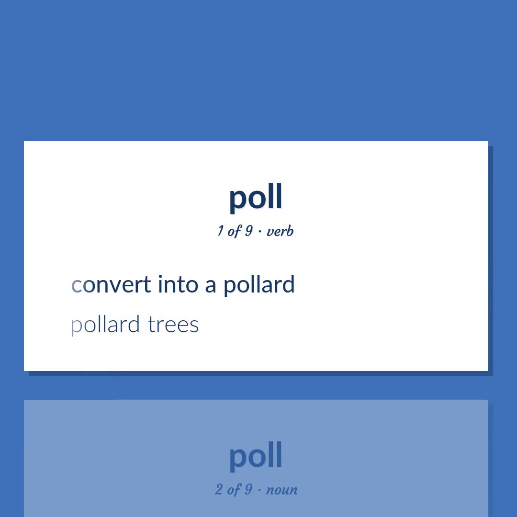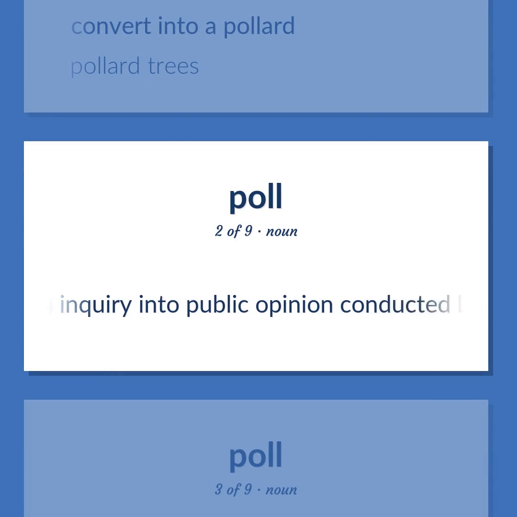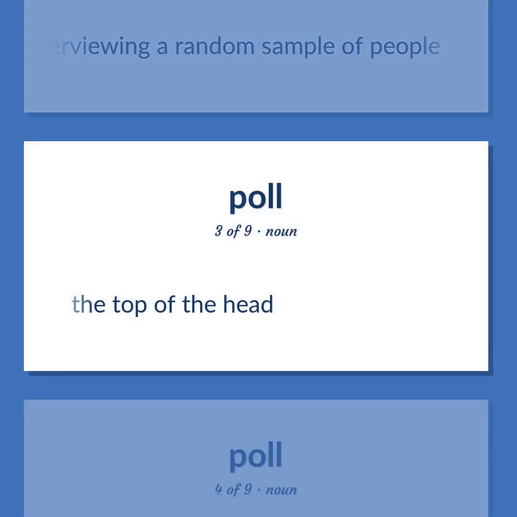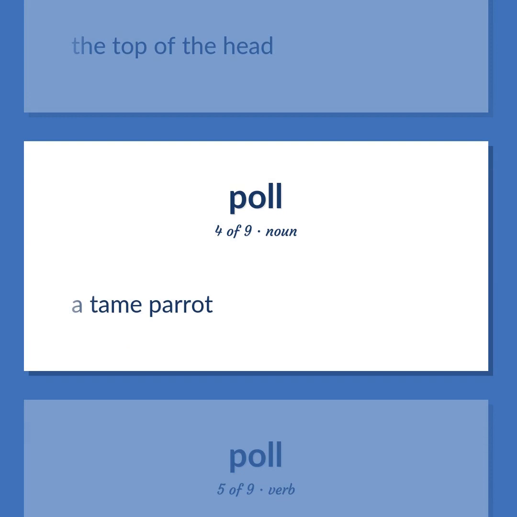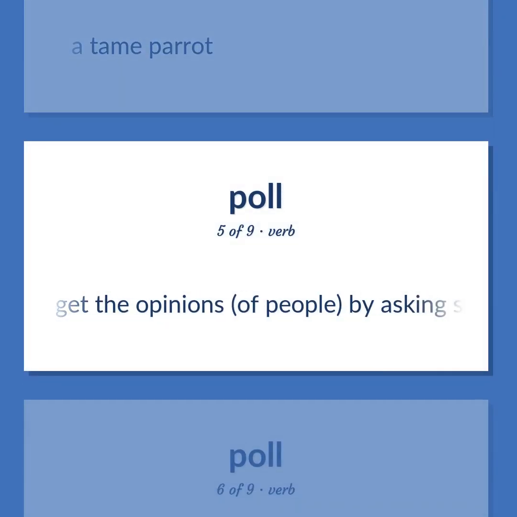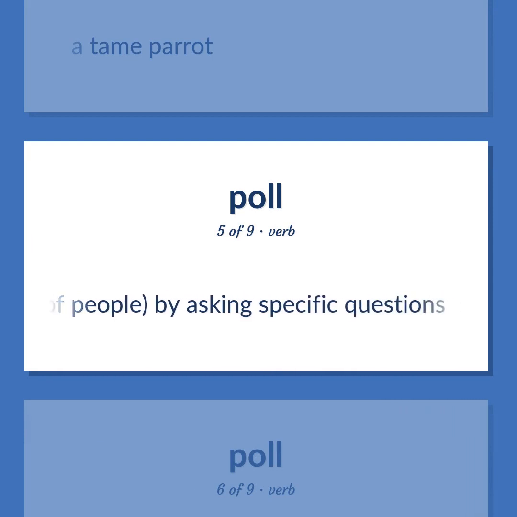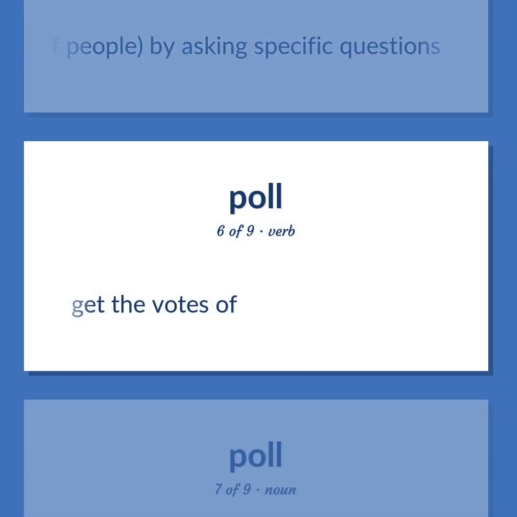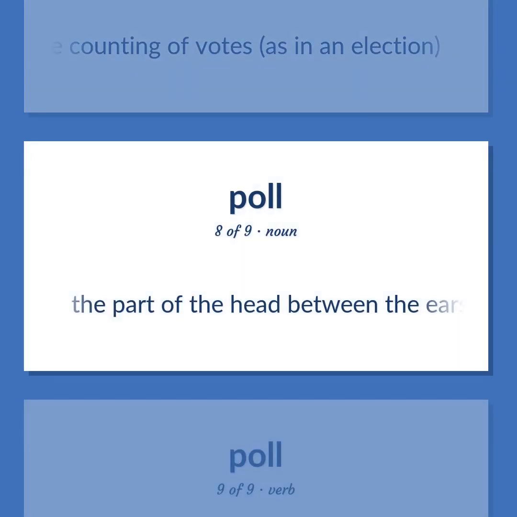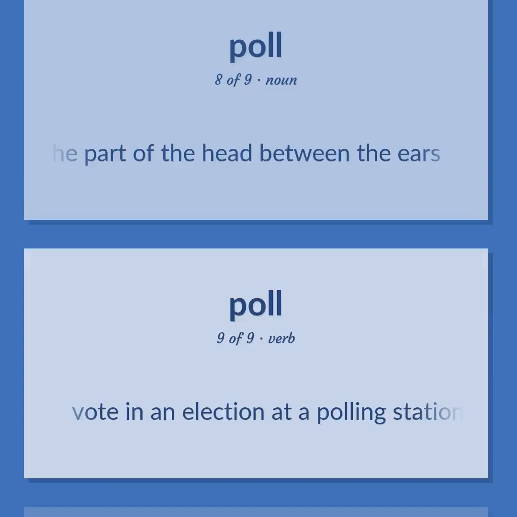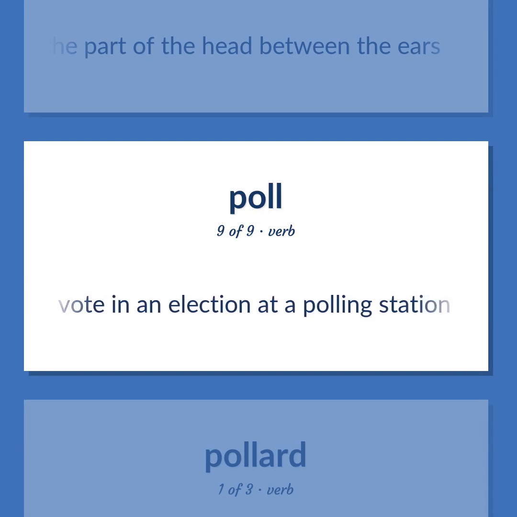Poll. Convert into a pollard; pollard trees. An inquiry into public opinion conducted by interviewing a random sample of people. The top of the head. A tame parrot. Get the opinions of people by asking specific questions. Get the votes of. The counting of votes, as in an election. The part of the head between the ears. Vote in an election at a polling station.